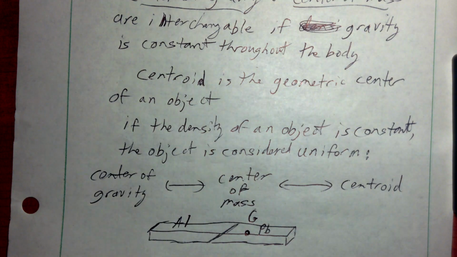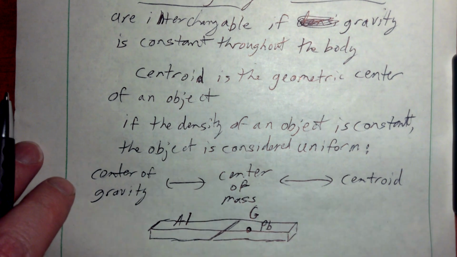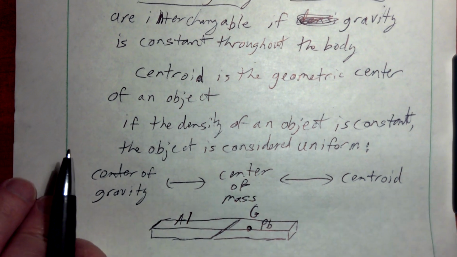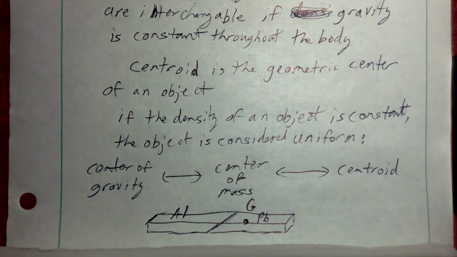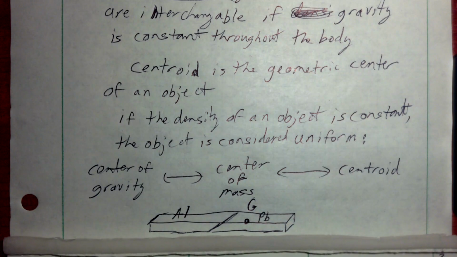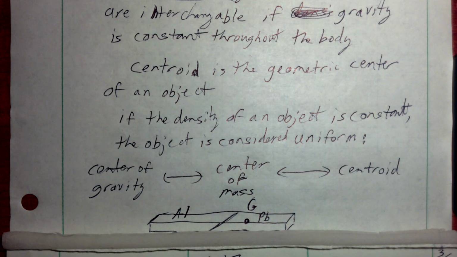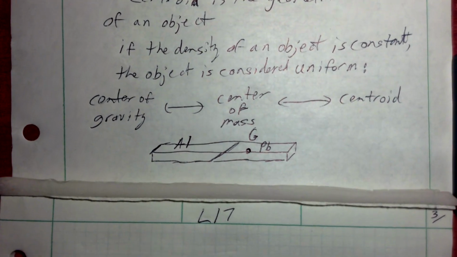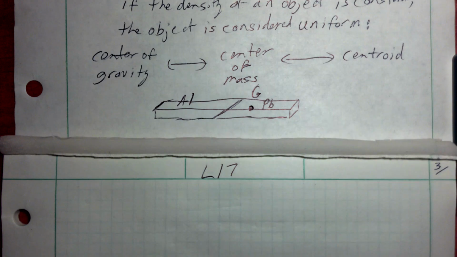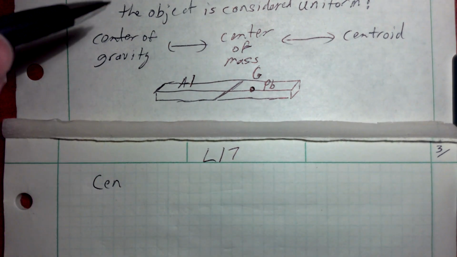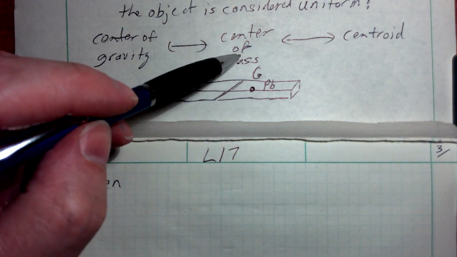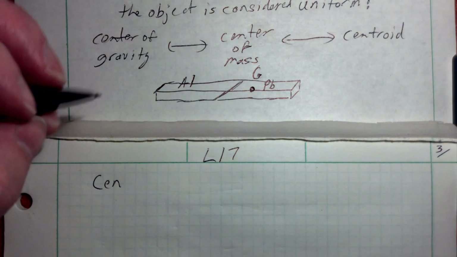All right, so if we continue on with this discussion of centroids, which is really going to be our focus from now on. The centroid is the geometric center of an object. And again, in many cases we're going to deal with, the centroid is going to be interchangeable with the center of mass. It's going to be interchangeable with the center of gravity.